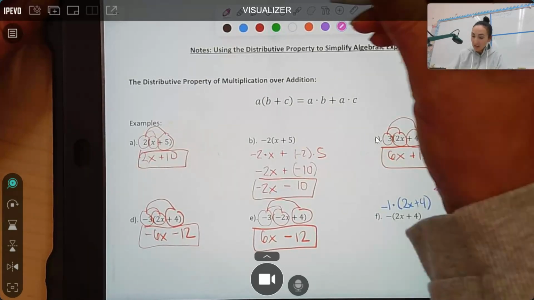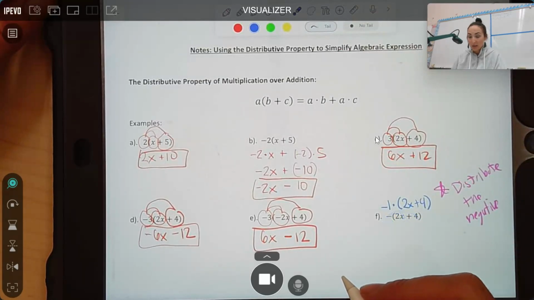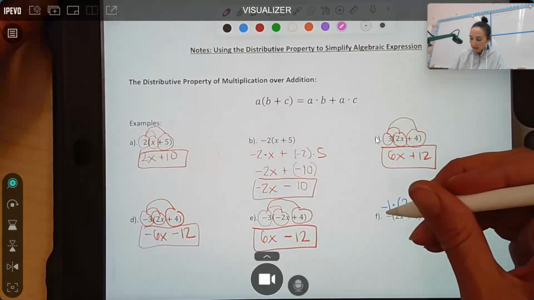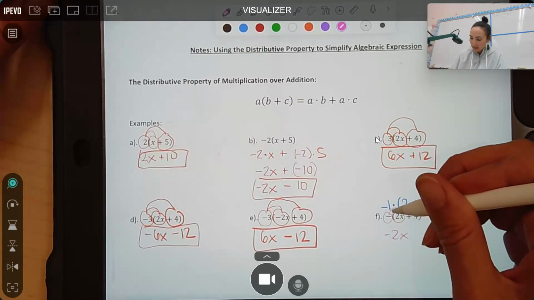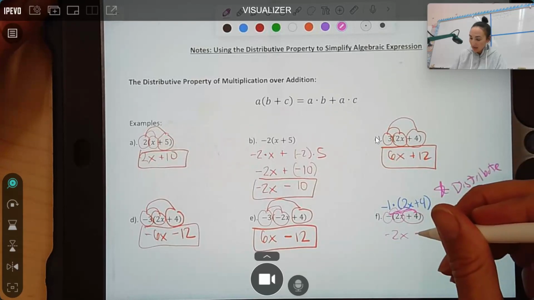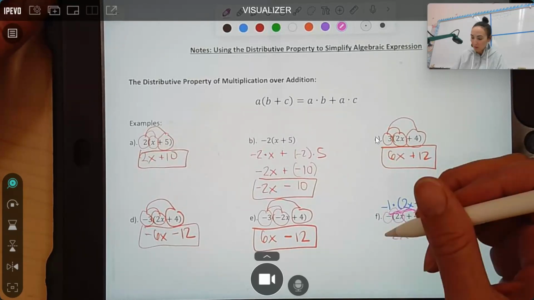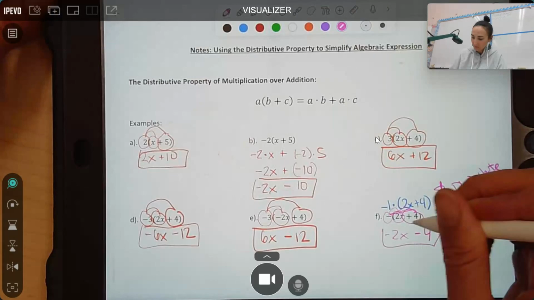Okay, so if there's a negative in front of a parentheses, you've got to distribute it through. So I have this -1 times 2x, I get -2x. This negative times +4, and I get -4.